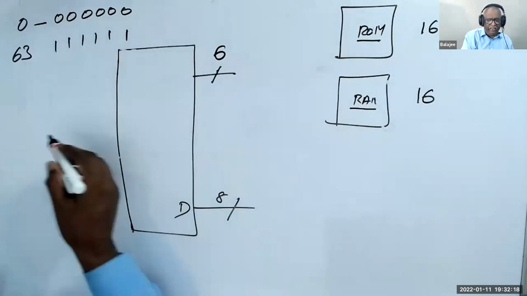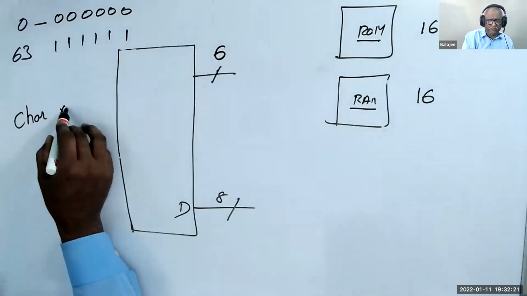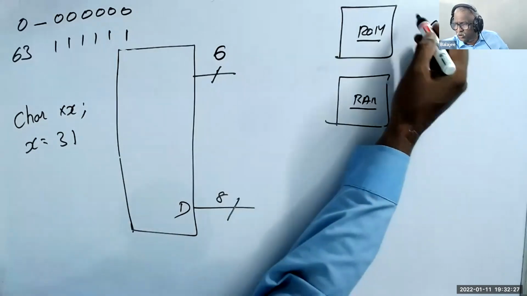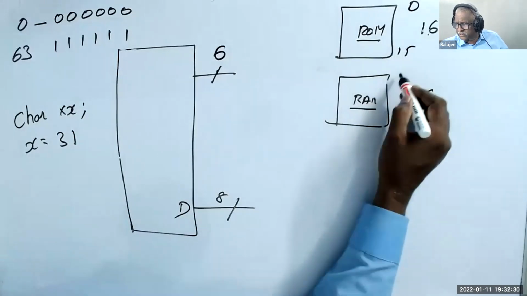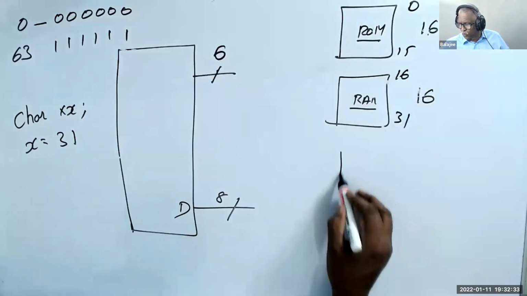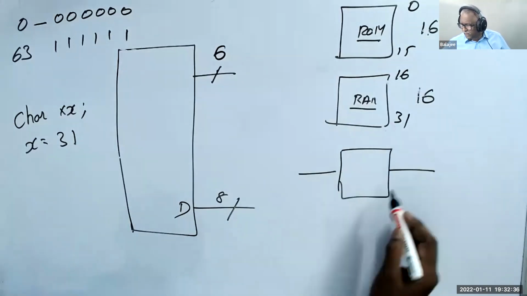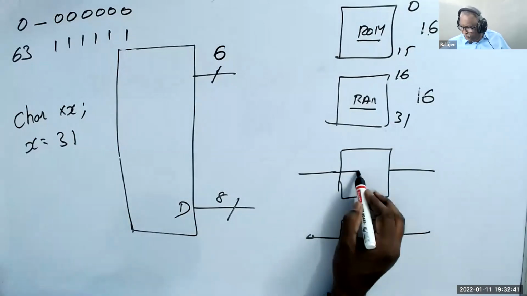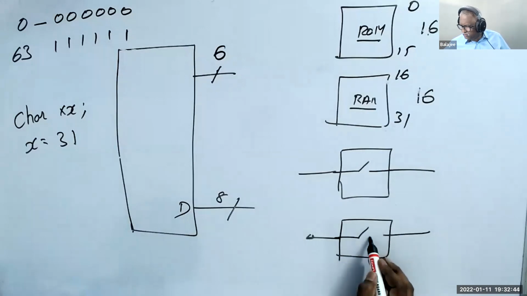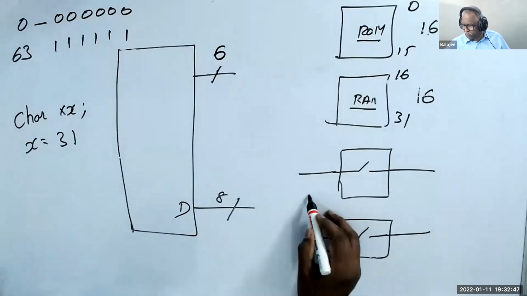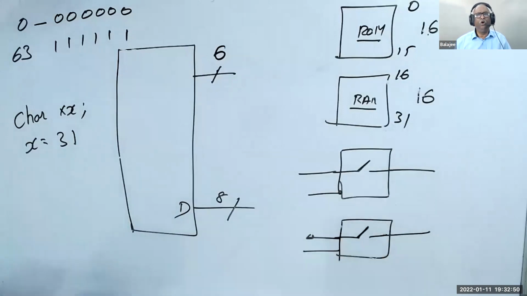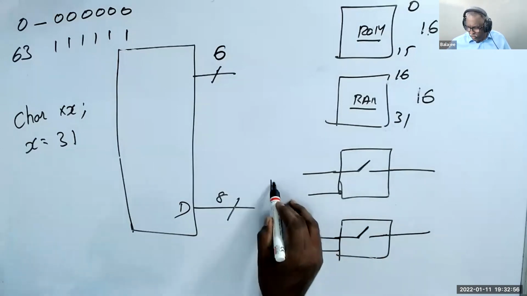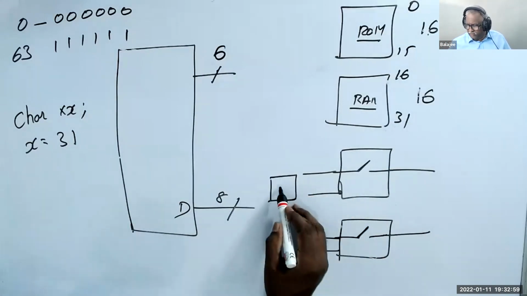My program, which I write here, char *x; x is equal to 31. This block is 16, so 0 to 15, and then 16 to 31. But I have only one output block, and I have only one input block. That means there's a switch here. These are controlled by you. Normally, they are not connected. How do you control them? Because I explained to you that there is a logic outside called select logic.